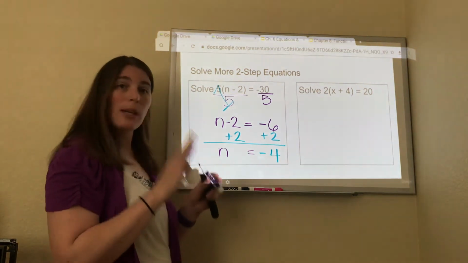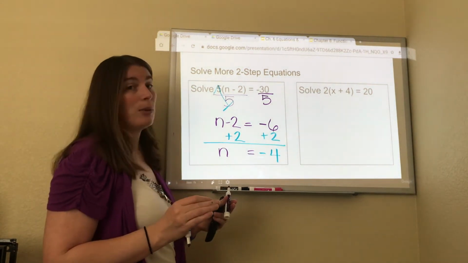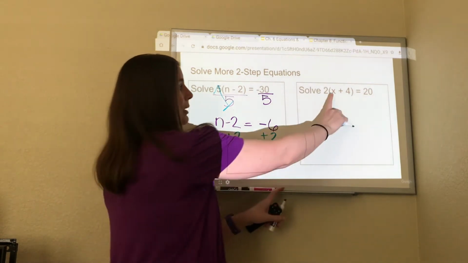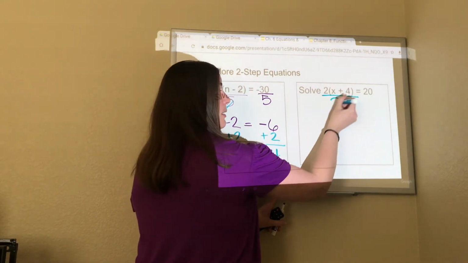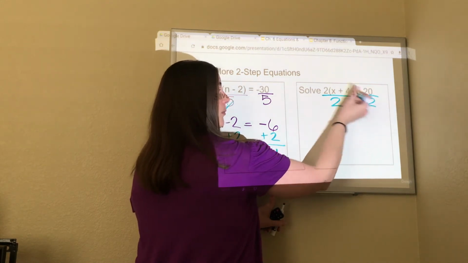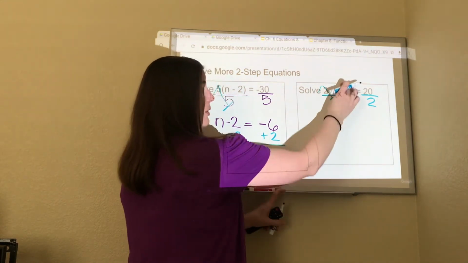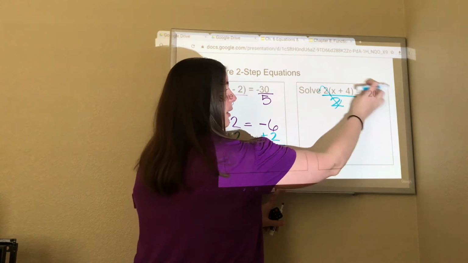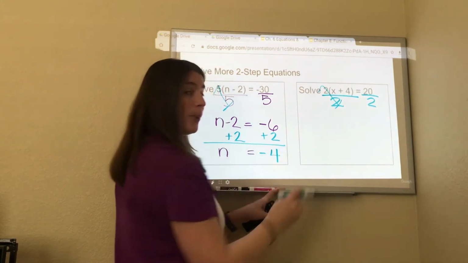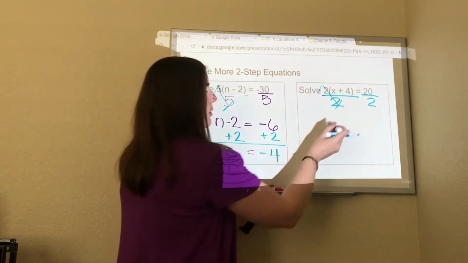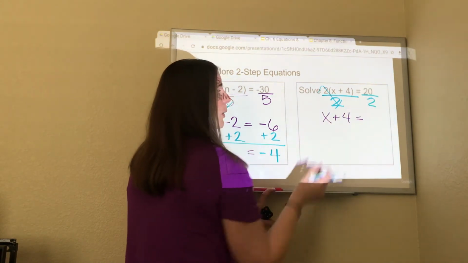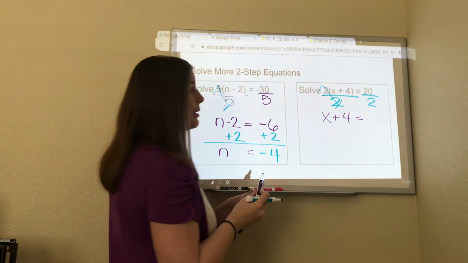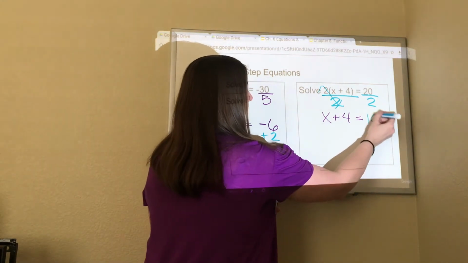So I see 2 times the quantity x plus 4 equals 20. So I'm going to start here. Since I can divide this by 2, I'm going to go ahead and do that. So I'm going to divide the whole thing by 2. This is a giant 1, so I'm left with this here. These 2 canceled out. We wanted to get rid of that. So I have x plus 4 equals, and then 20 divided by 2 is 10.